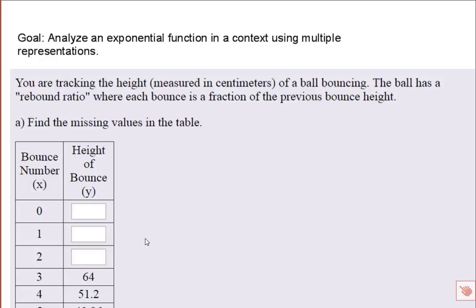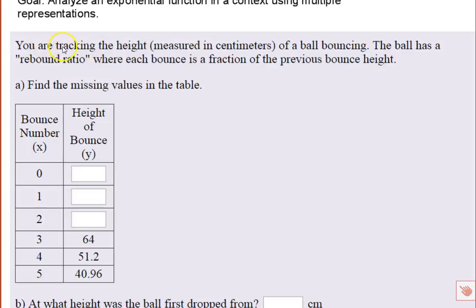In this video, we're going to use an exponential function to model something in a context, in this case, a bouncing ball. And we're going to try to use multiple representations, so we're going to see a table and an equation, and of course we could make a graph from the table. So the context: you're tracking the height, measured in centimeters, of a ball bouncing, and the ball has a rebound ratio, where each bounce is a fraction of the previous bounce height. And we need to find the missing values in the table.